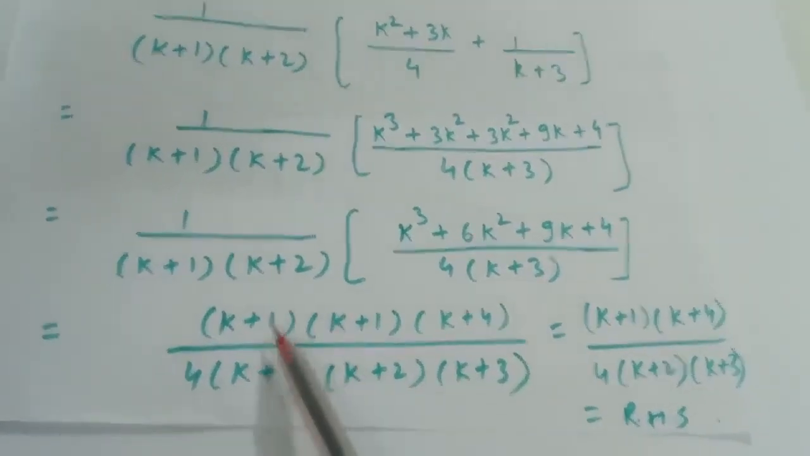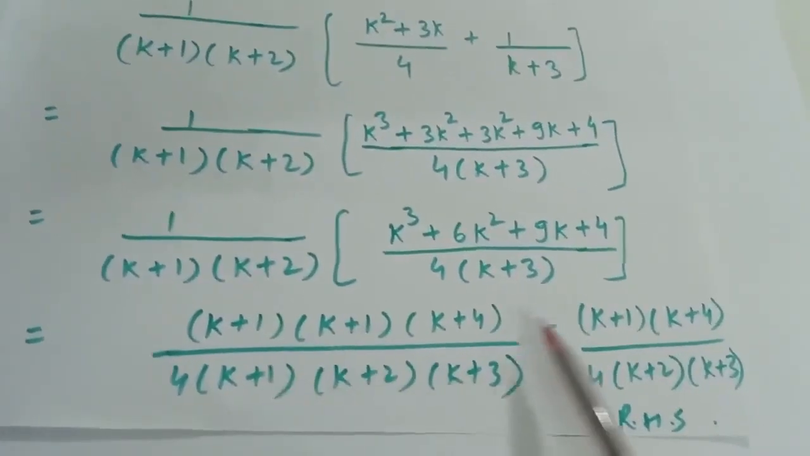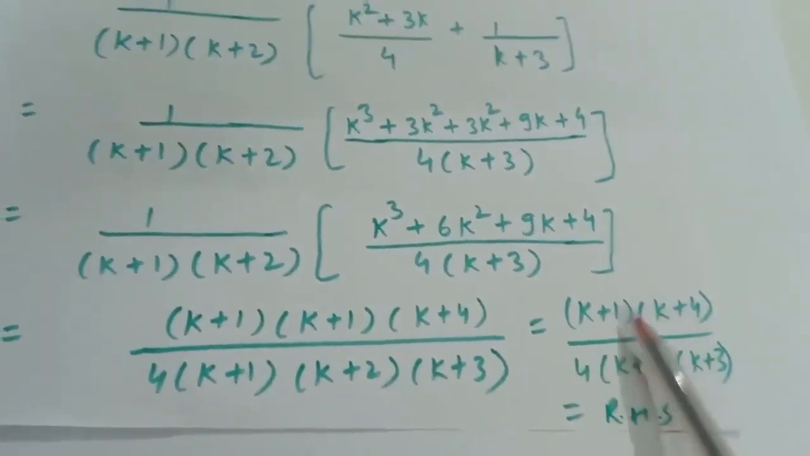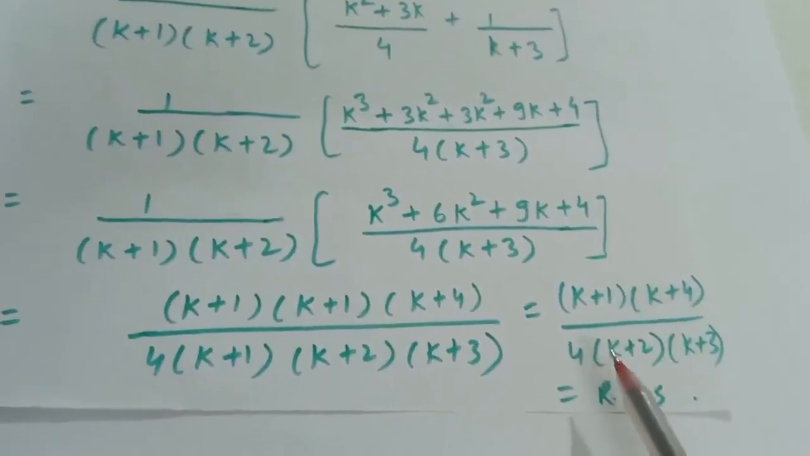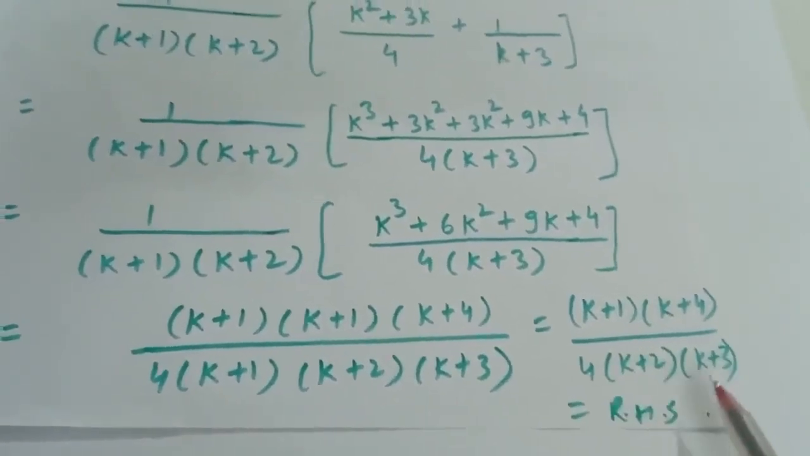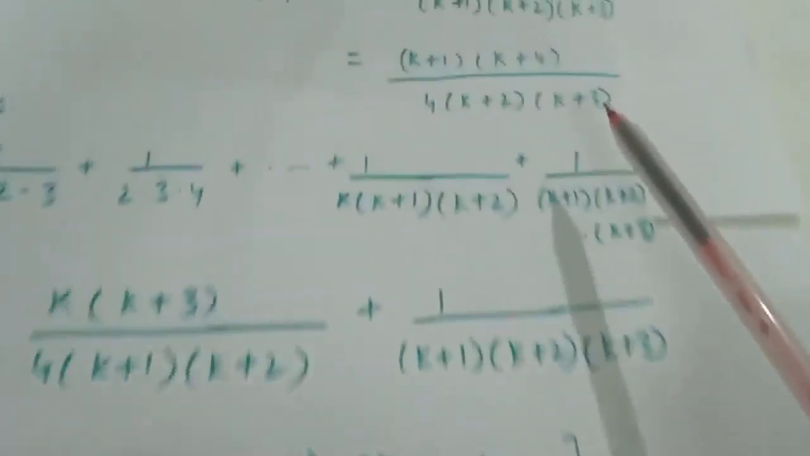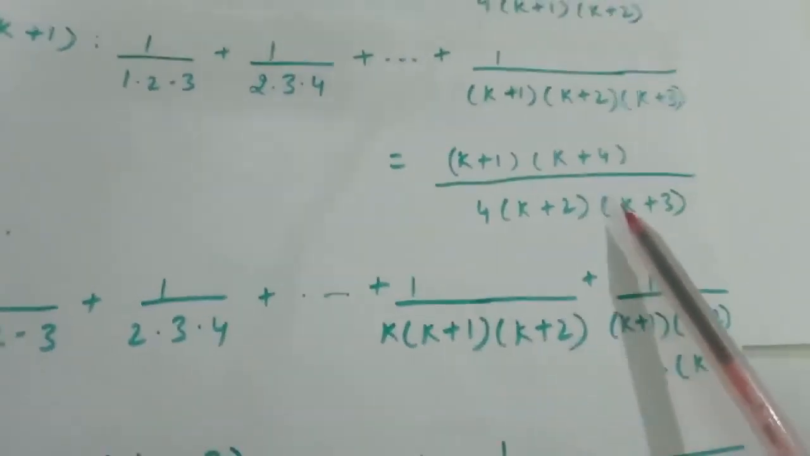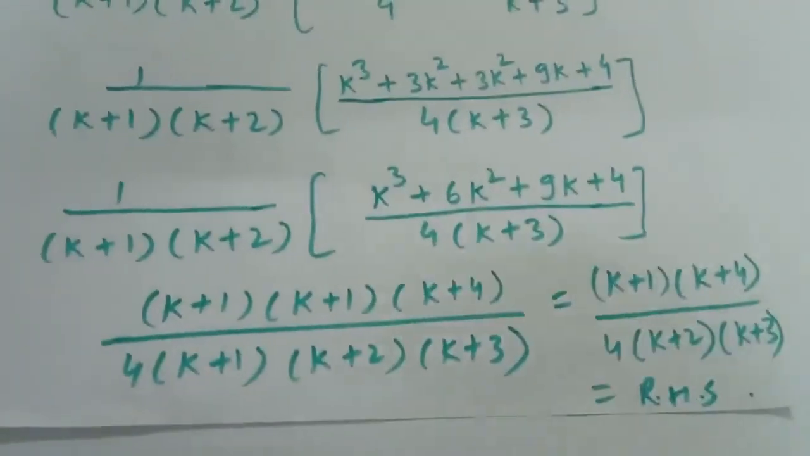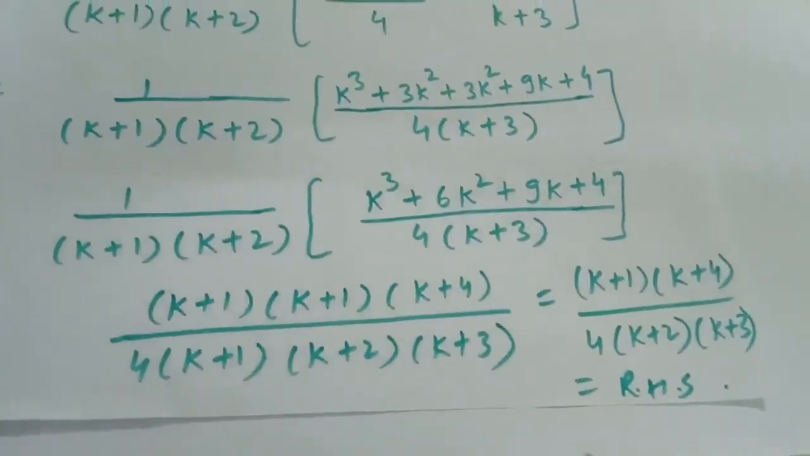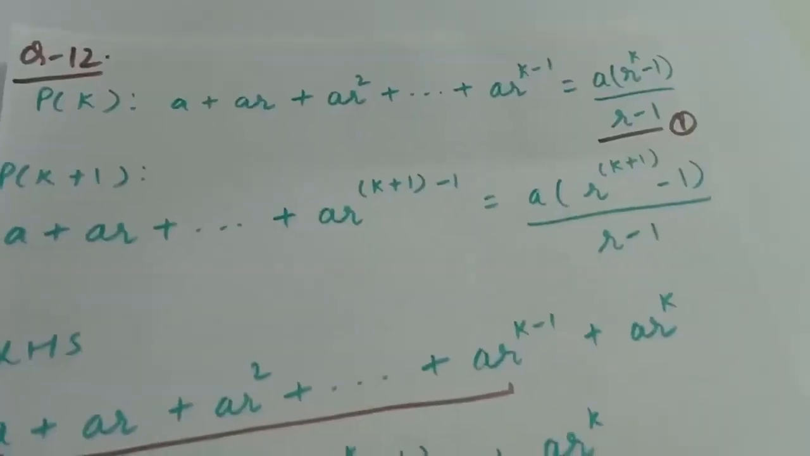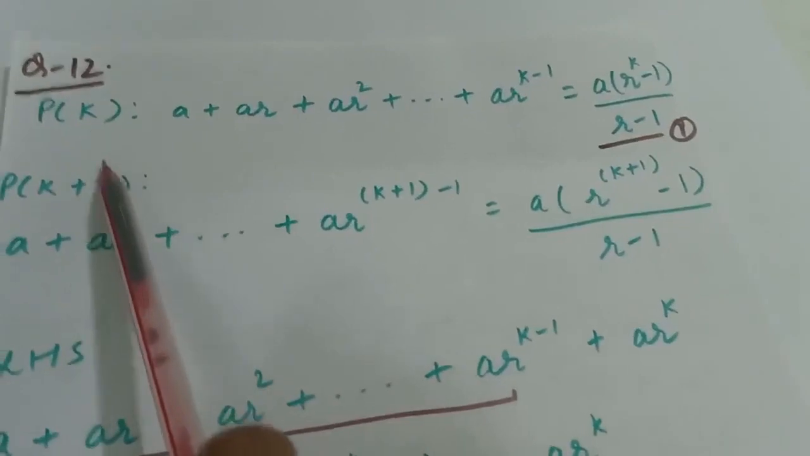Now we can see one (k plus 1) is cancelled. Then the left term will be (k plus 1) into (k plus 4) upon 4 (k plus 2) into (k plus 3), which is nothing but our RHS, which we wanted to prove. So you will write the last results. Clear?